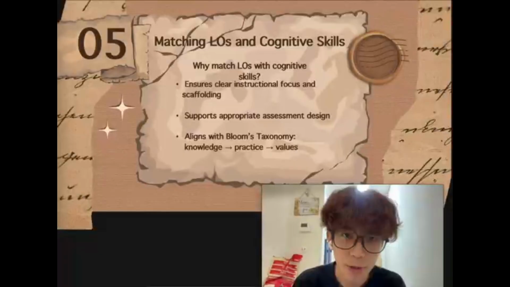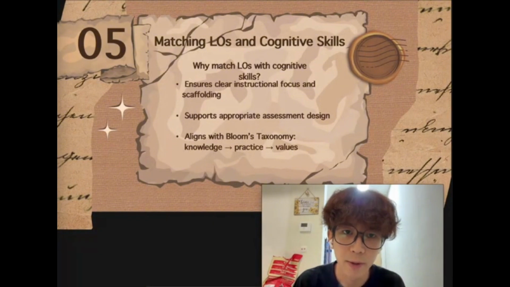Thank you. How we match our learning outcomes with cognitive and affective skills. First of all, doing this kind of alignment helps keep our lesson clear and focused. It lets us plan step by step, starting with understanding, then moving on to using the language, and finally reflecting on how we communicate with others.